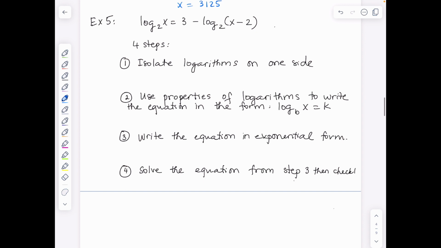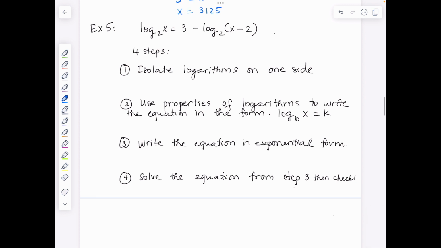Example 5. Now we see multiple logs again. However, we can't use the equivalence properties due to the fact that it's not as straightforward as having one log equal to the other. We have another number involved. So in that case, we're going to follow these 4 steps.